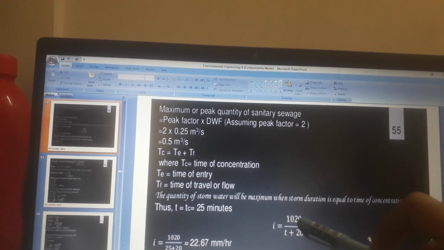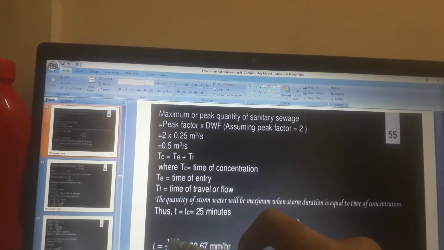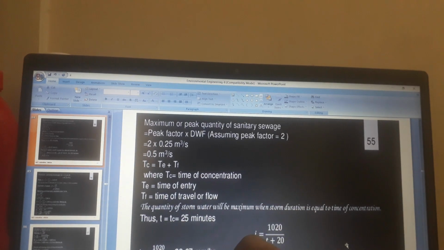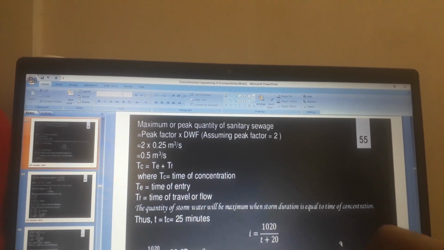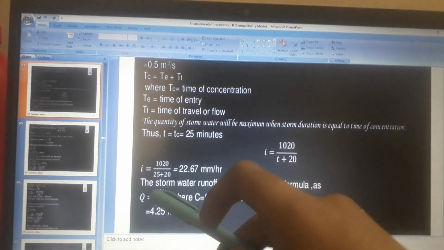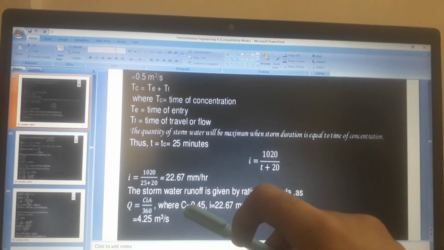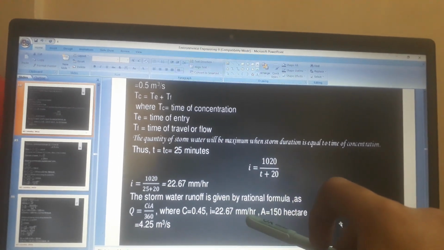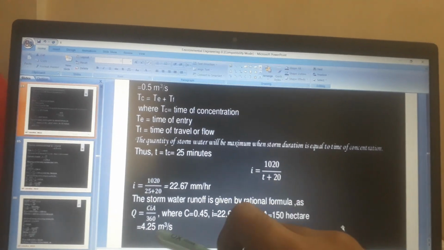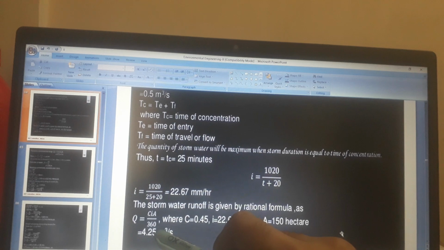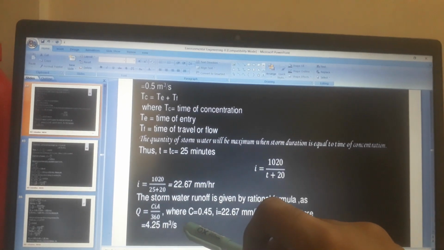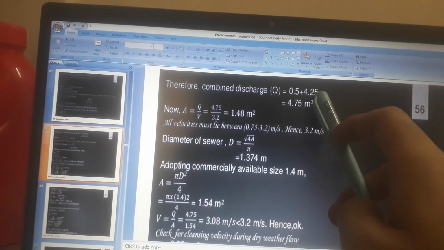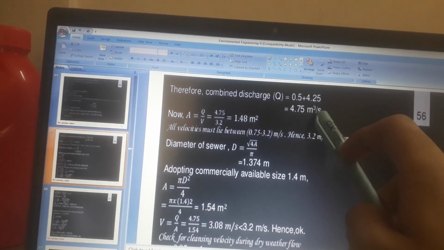I is equal to 1020 over T plus 20. Then I is equal to 1020 over 25 plus 20 is equal to 22.67 millimeter per hour. The storm water runoff is given by the rational formula as Q is equal to CIA over 360, where C is equal to 0.45, I is equal to 22.67 millimeter per hour, A is equal to 150 hectare. Then Q is equal to CIA over 360 is equal to 4.25 meter cube per second. Therefore, combined discharge Q is equal to 0.5 plus 4.25 is equal to 4.75 meter cube per second.